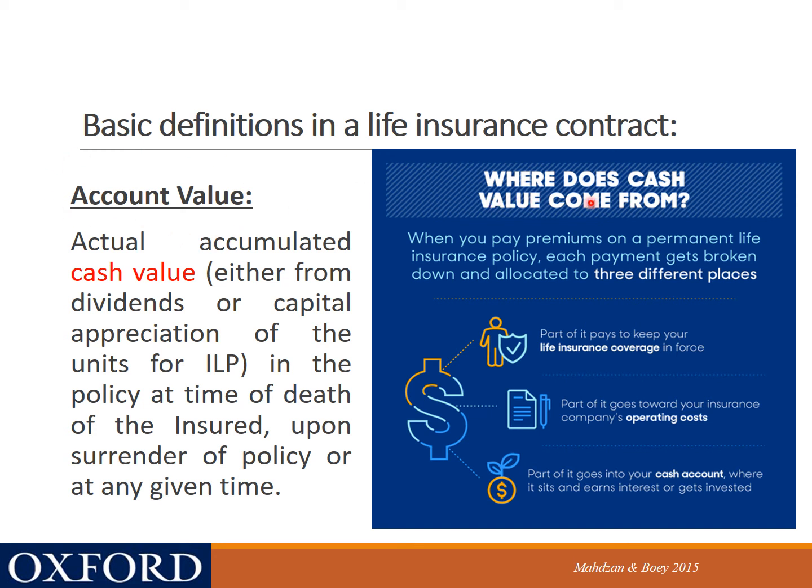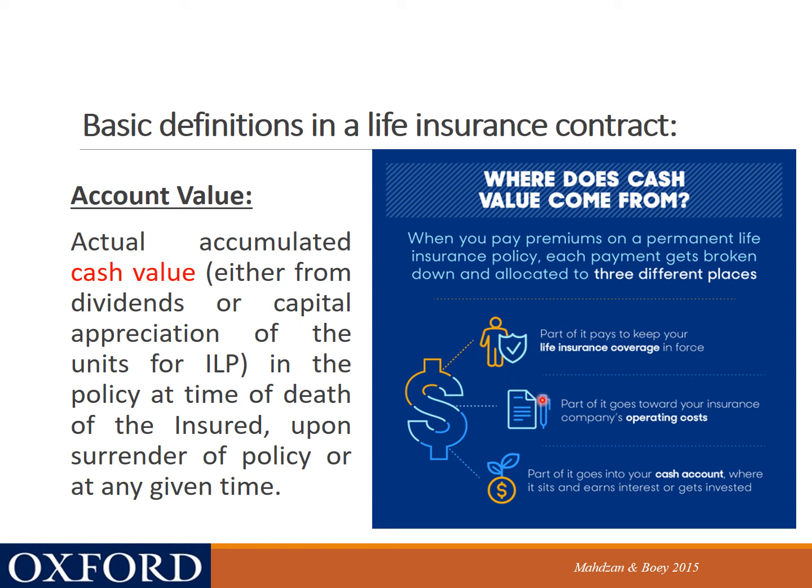So where does this cash value come from? Basically, it's from the premiums that you pay to the life insurance company. So how are your premiums broken down? Okay, so the first portion of your premiums goes to paying your life insurance coverage in force. So the premiums paid will go into this risk pooling, where the insurance company will manage your risk.